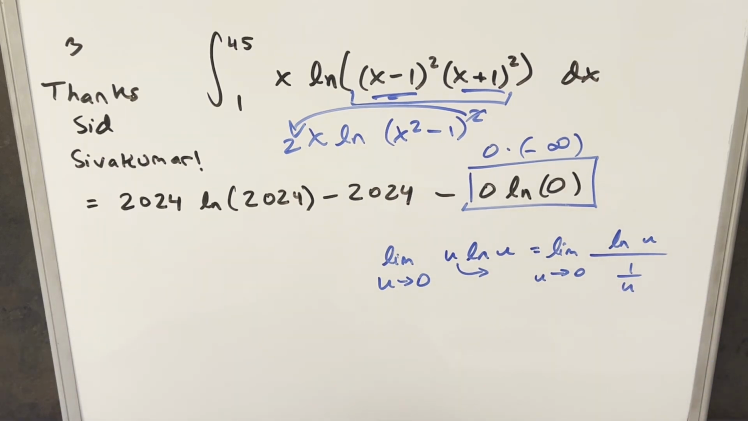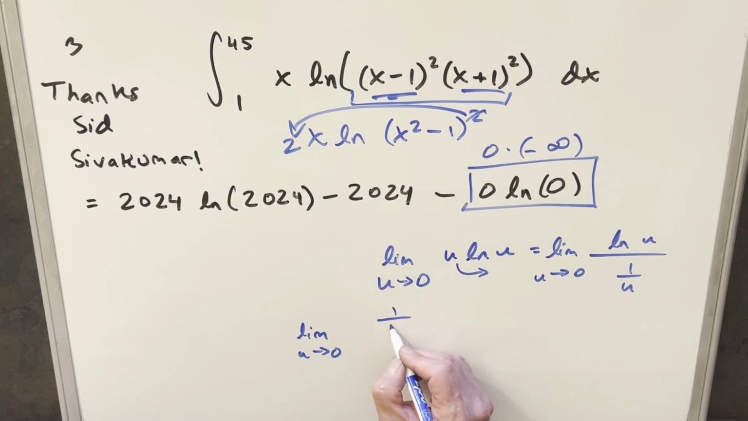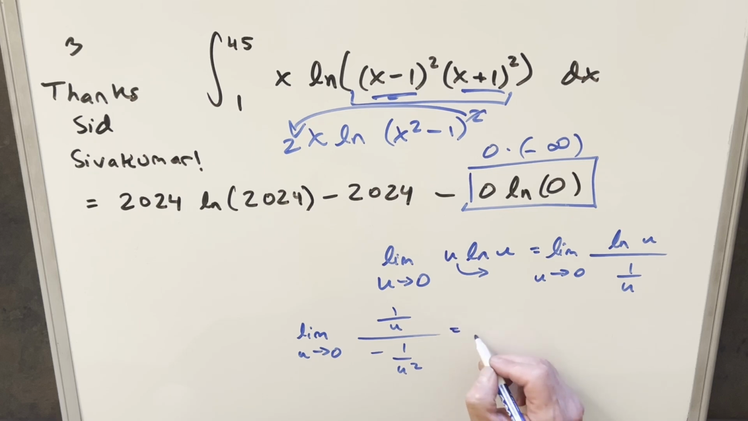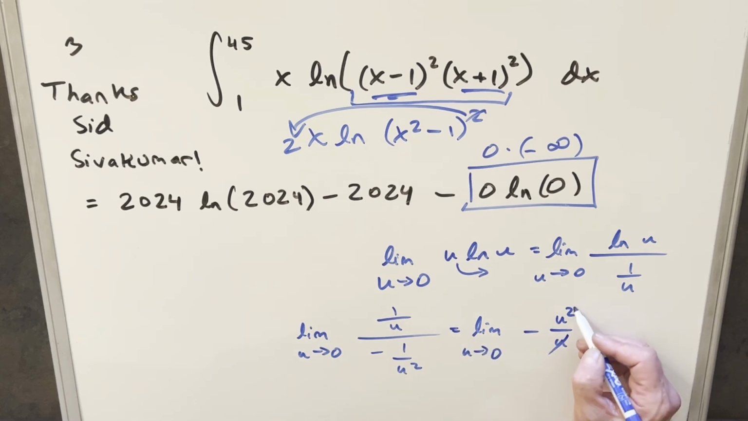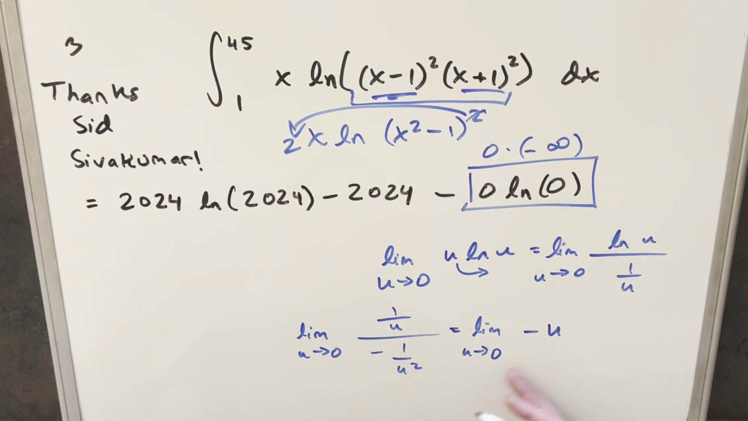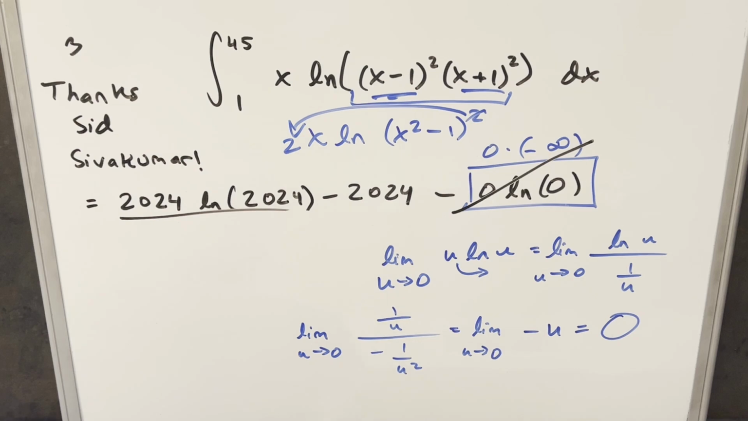Doing it this way, we can use L'Hopital's rule and take the derivative of the numerator and denominator. So we still want the limit as u goes to 0. The derivative of natural log u is 1 over u. The derivative of 1 over u is minus 1 over u squared. Simplifying, we have the minus sign, but then the u squared, we flip it, and we end up with u squared over u. Then we can cancel u with one of these. Now for this limit, we can just plug in the 0. We can see this limit is just 0, which means we can get rid of this here. So for my final solution, we just have 2024 times natural log 2024 minus 2024, and that's it.